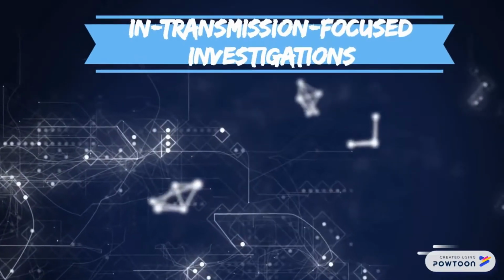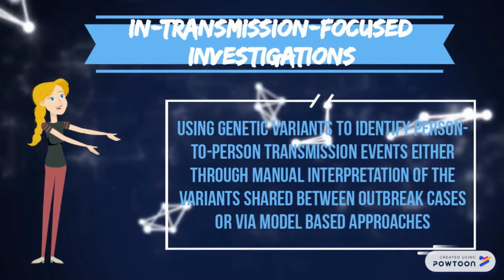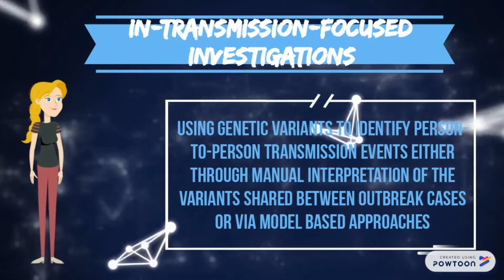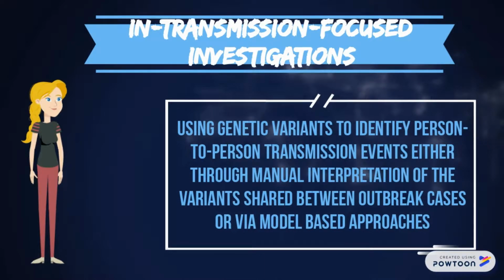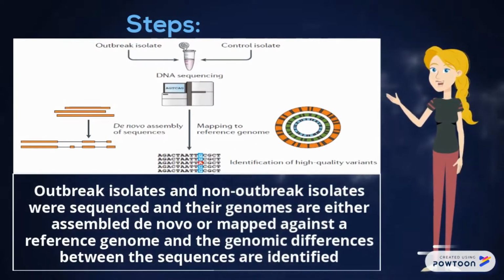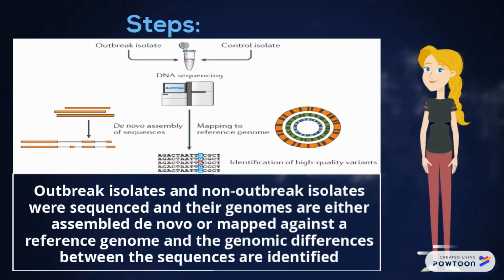The second type is in-transmission focused investigation. It uses genetic variants to identify person-to-person transmission events, either through manual interpretation of the variants shared between outbreak cases or via model-based approaches. The steps are: first, the outbreak isolates and non-outbreak isolates are sequenced and their genomes are either assembled de novo or mapped against a reference genome, and the genomic differences between the sequences are identified.